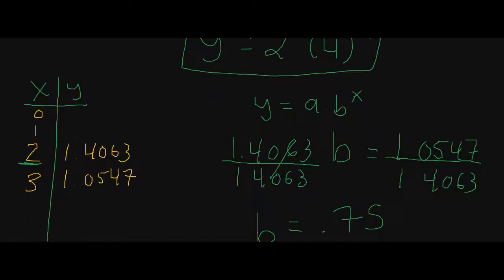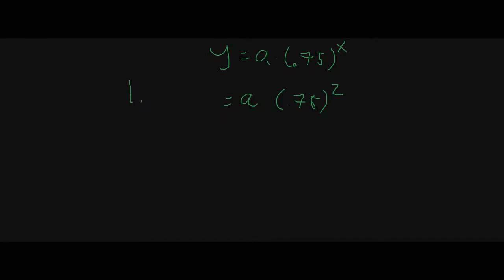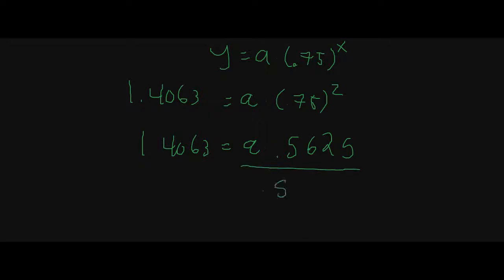And if you look, when my x value is 2, my y value is 1.4063. So I'm going to get 1.4063 is equal to a times, well, what's 0.75 squared? Let's go ahead and do 0.75 squared. 0.75 squared is equal to 0.5625. Now to solve for a, we just need to divide both sides by 0.5625.